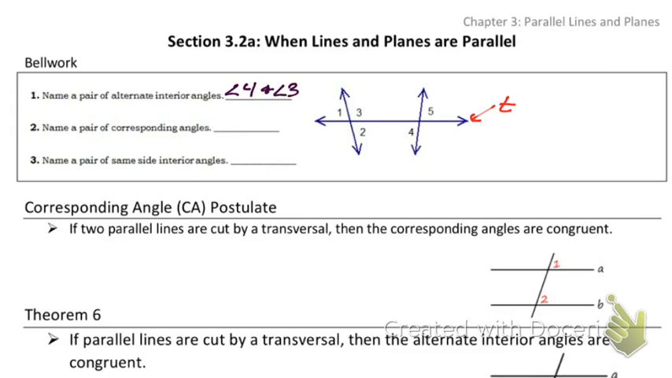All right, name a pair of corresponding angles. Everyone except for one person should know this, and maybe that person already corrected it. Angle 3 and angle 5. Perfect. Remember, corresponding is, if you look at that 3, it's in the top right of all 4 of those angles. So you look at the top right of the other one, which would be 5.